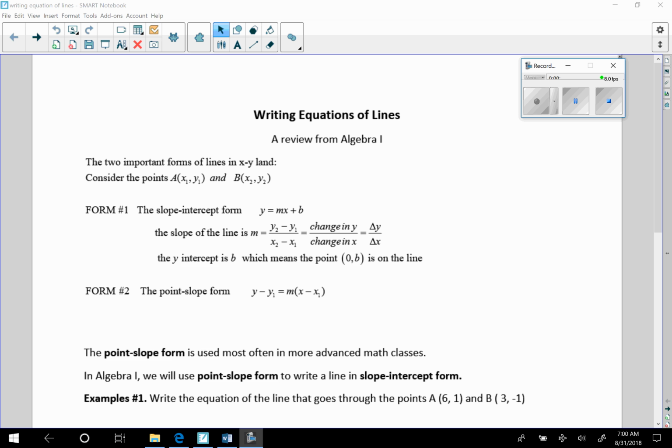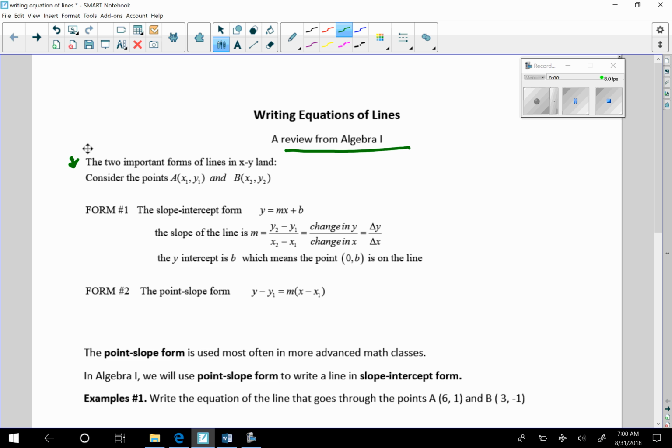Today, in this video, we're going to review writing equations of lines in XY land. Note that this is a review from Algebra 1, but certainly a review worth going over. There are two important forms of lines in XY land.